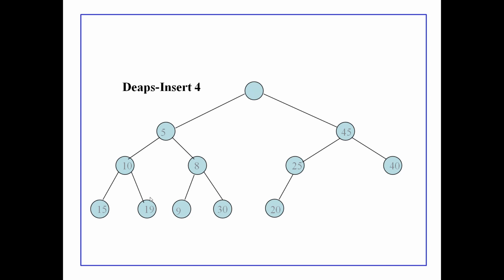Now we will insert 4 using the Deap data structure. We are trying to insert 4 into the right subtree, and in Deaps we have the property that the left subtree node should be less than or equal to the right subtree corresponding node. That means here 19 and 4 are corresponding nodes, and we have to compare them first. 19 is greater than 4, so the smaller node should be in the left subtree. So now we have to swap them.